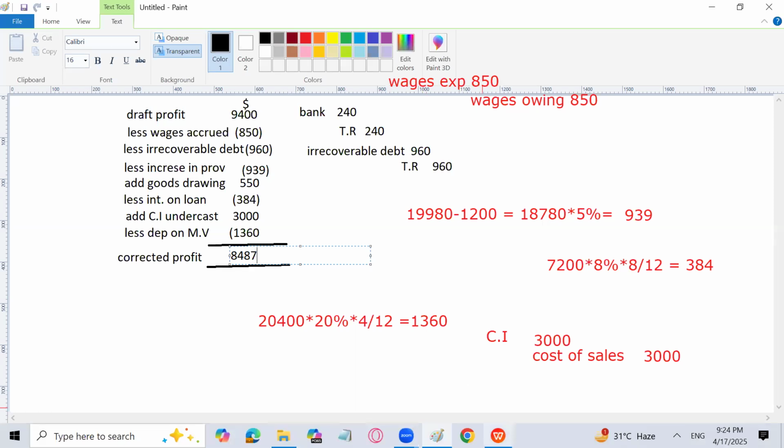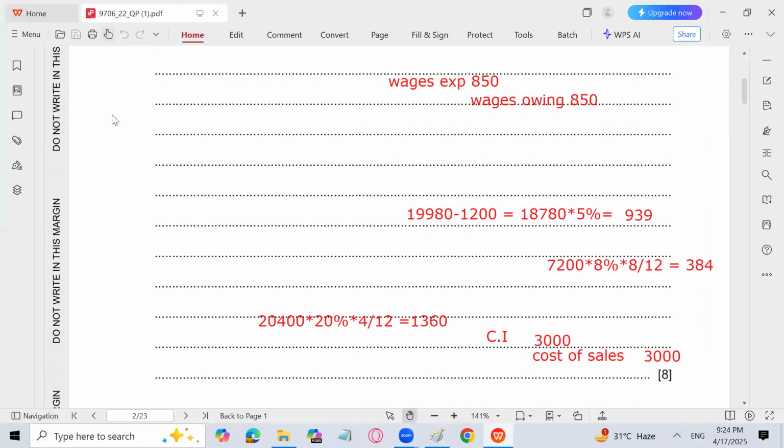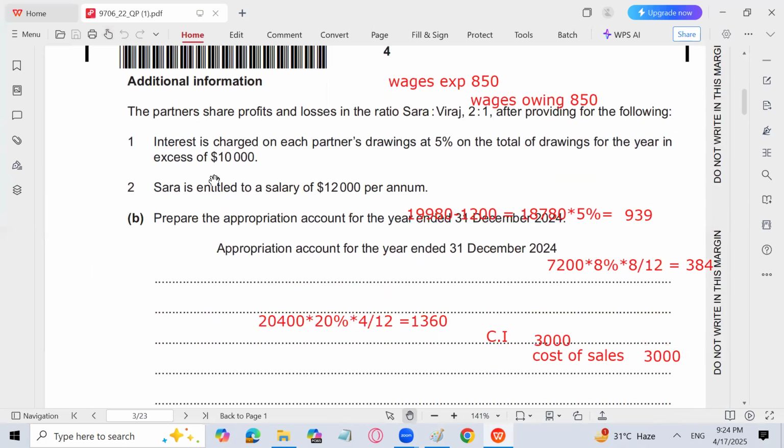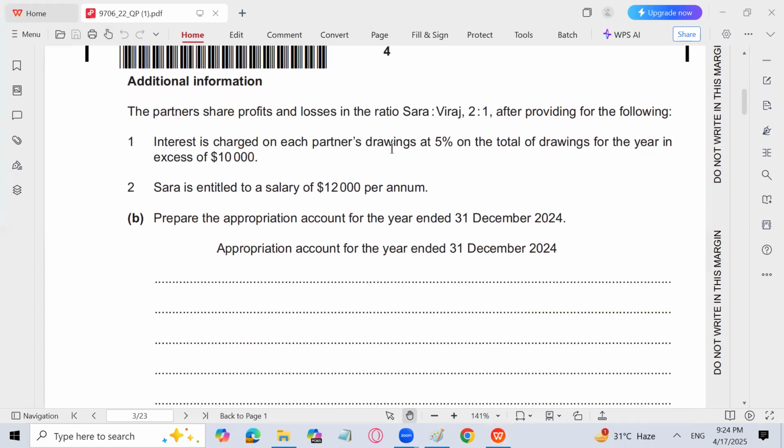Okay, now let's move forward. Now we are going to prepare, how many marks are there? 8 marks for the corrected profit. The partners share profit and loss in the ratio of Viraj 2:1, after providing for the following. Interest is charged on each partner's drawings at 5%. So interest on drawings is 5%, on the total of drawings for the year in excess of 10,000. If there is an excess of 10,000 in drawings, the excess amount will be charged interest at the rate of 5%.